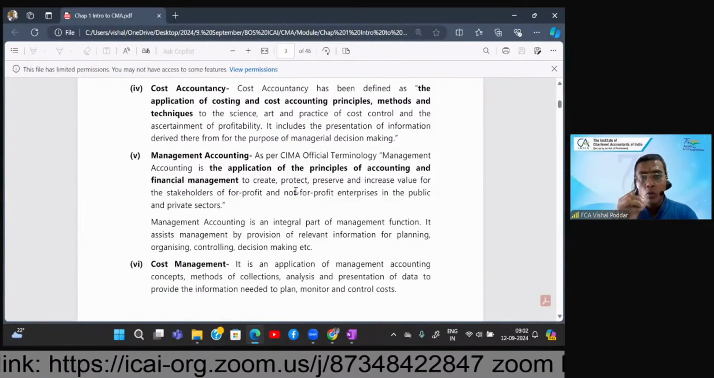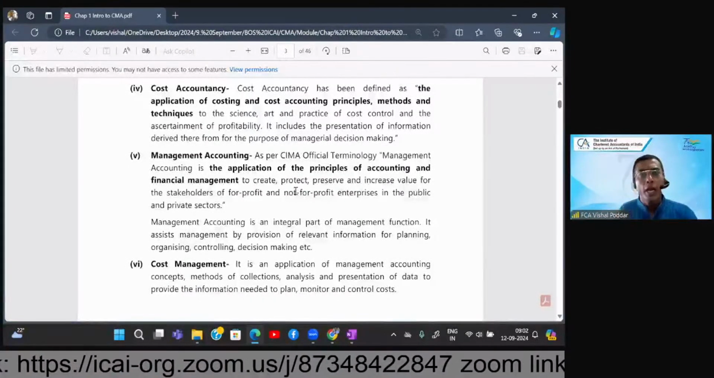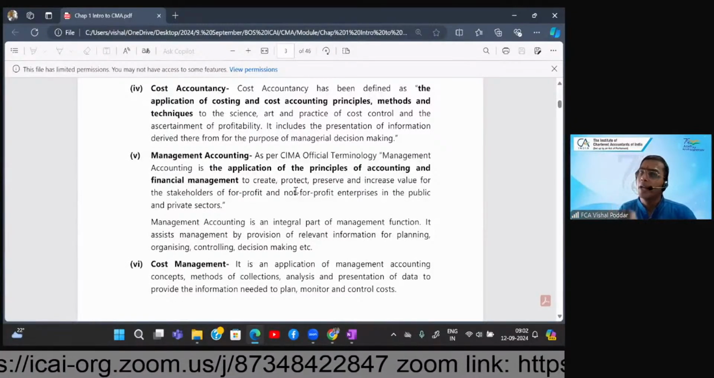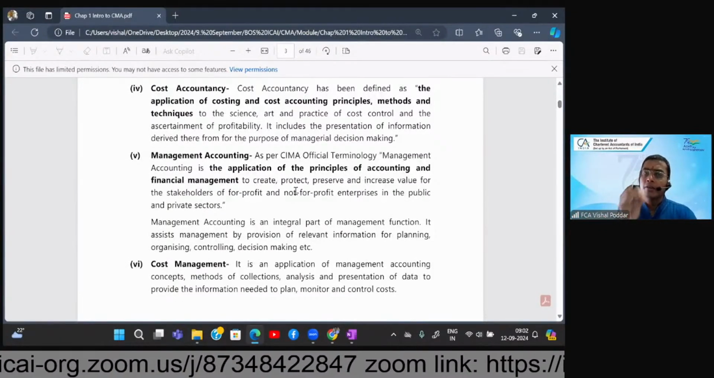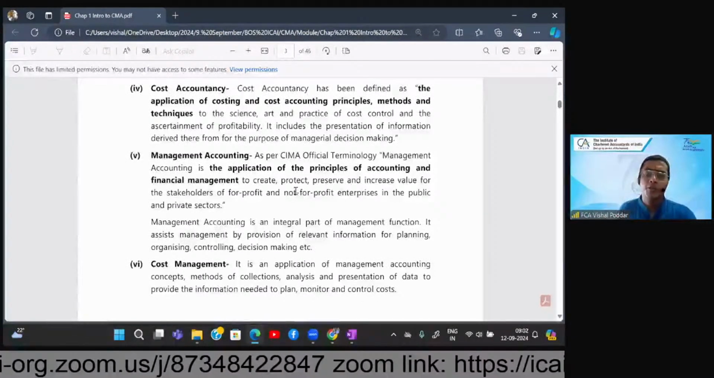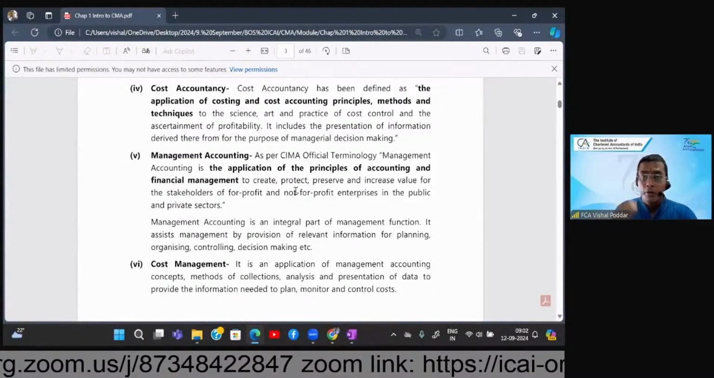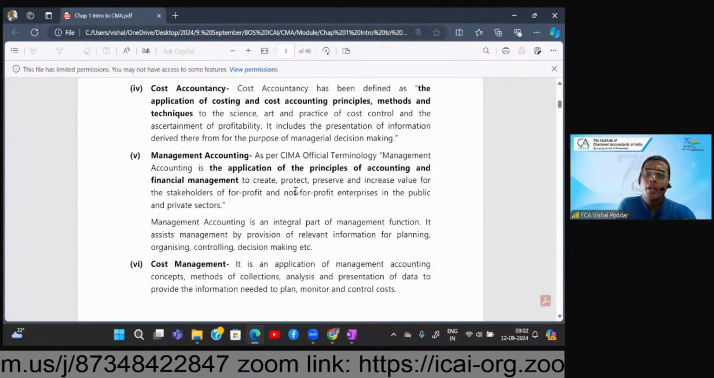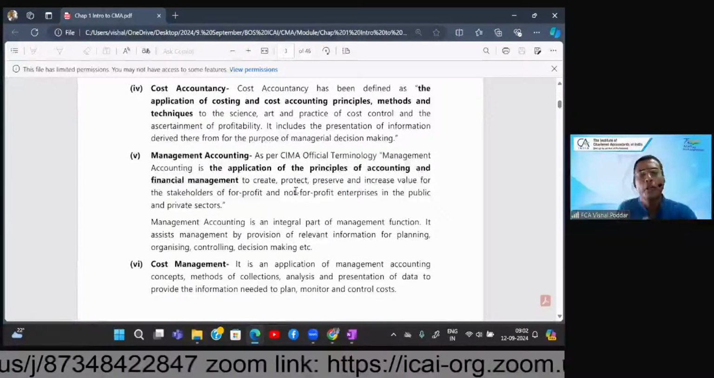You have to do accounting so that the management can do their functions in the most effective manner. Example, I have to do planning. The first basic function of management is planning. It starts with planning. But for doing planning, I need some data. Who will give me this data? Some accounting department. That accounting department is management accounting.